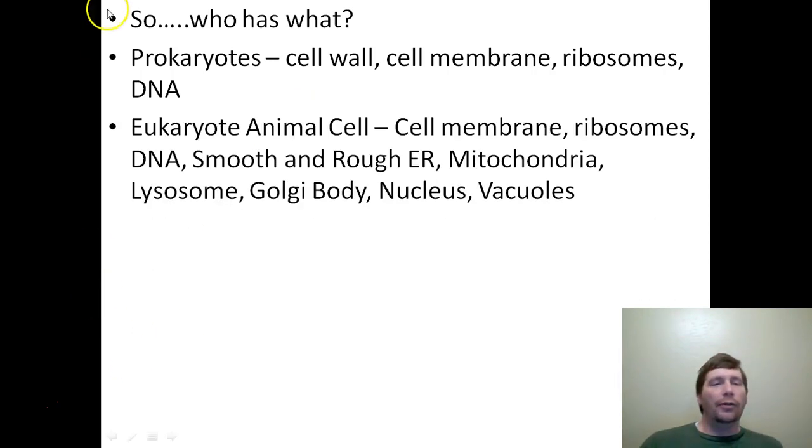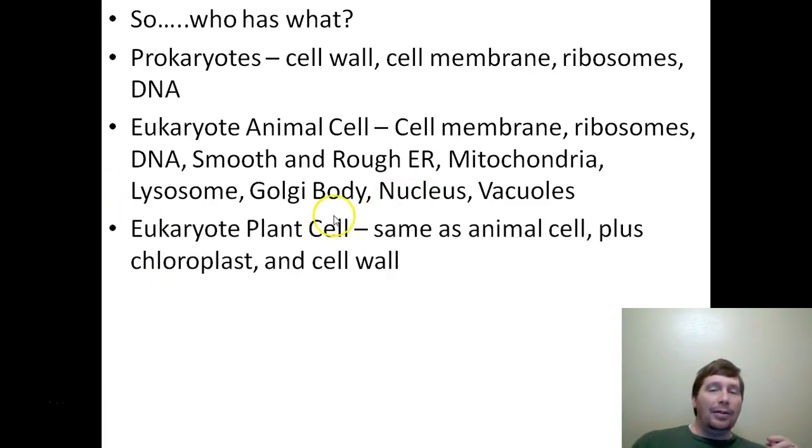Next one, let's talk about our eukaryotes, and not all eukaryotes have the same parts to them. So first off, let's talk about a eukaryote animal cell. So any animal cell, this is what you're going to find. Cell membrane, ribosomes, DNA, smooth and rough ER, mitochondria, lysosome, Golgi body, nucleus, and vacuoles. And then of course with the nucleus you're going to have the nuclear membrane and nucleolus. So those are the parts that you're going to find in an animal cell.